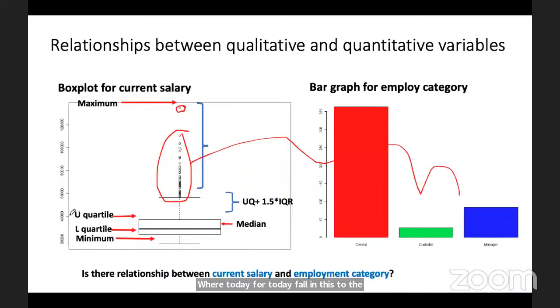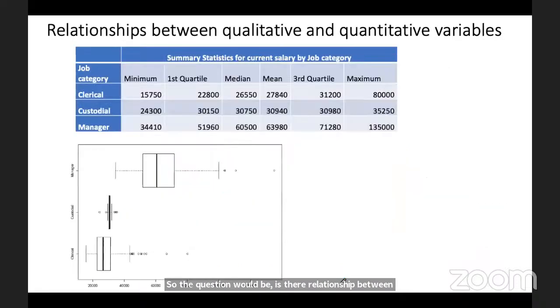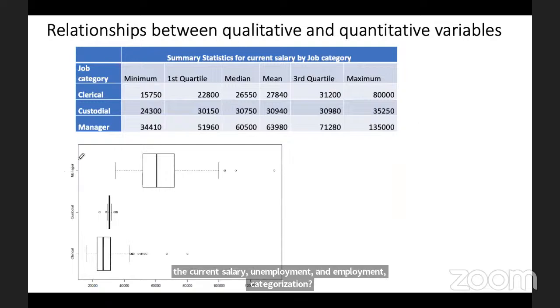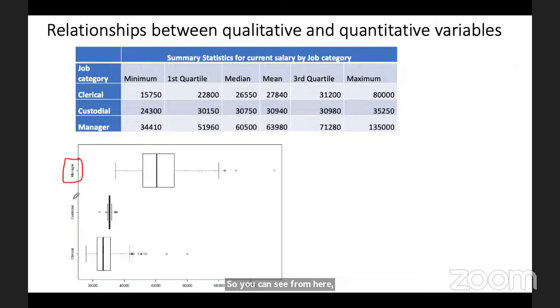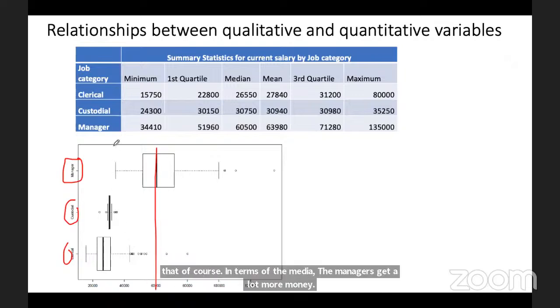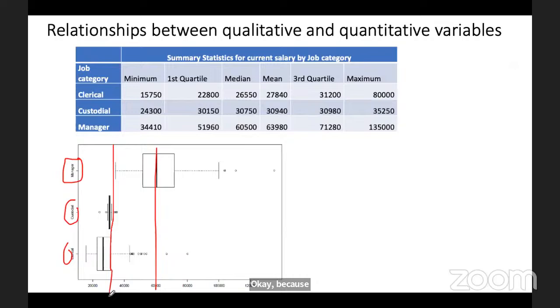So I can look at these two together. The question would be, is there a relationship between the current salary and employment categorization? You can see from here these are managers, these are custodial, and these are the clerical. In terms of the median, the managers get a lot more money. The custodials are here, and then the clericals are there.